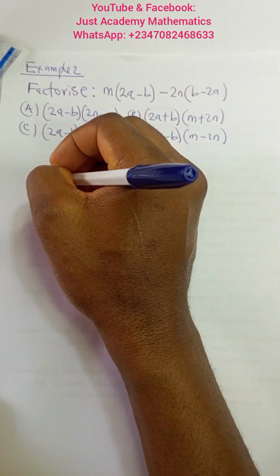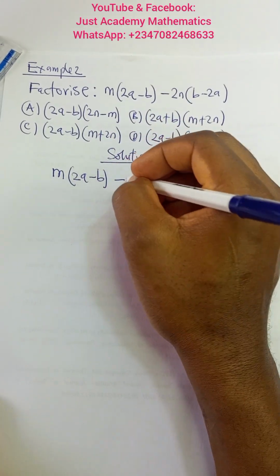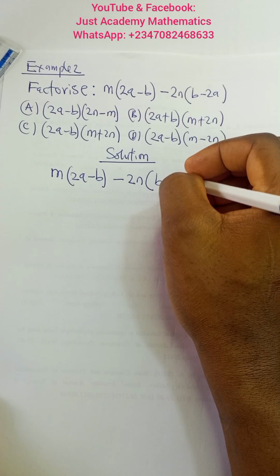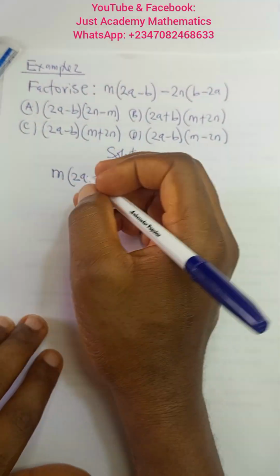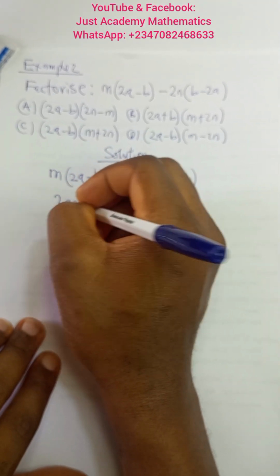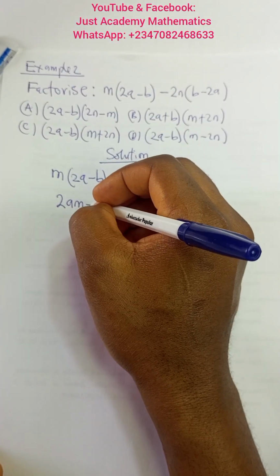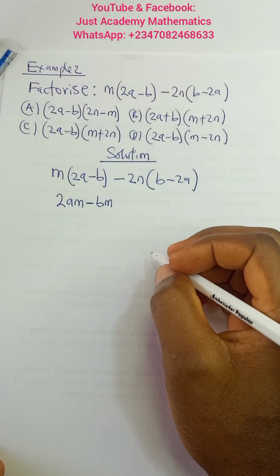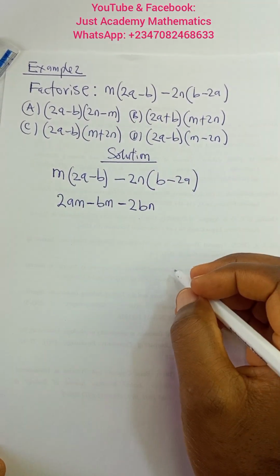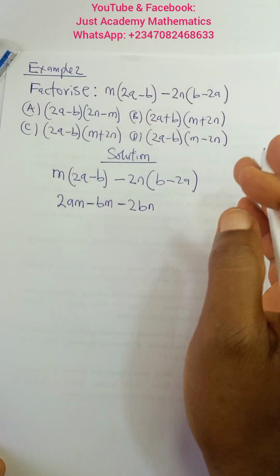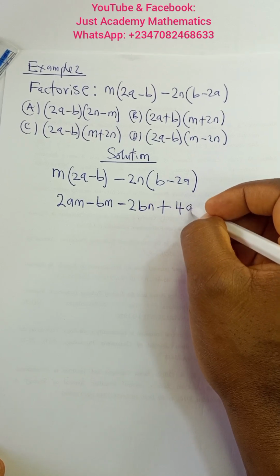So this is what we have: m bracket 2a minus b, minus 2n bracket b minus 2a. So let's expand. We open the bracket. m times 2a will give us 2am, alphabetically. Then m times minus b is minus bm. Minus 2n times b is minus 2bn. Minus 2n times minus 2a will give us plus 4an.